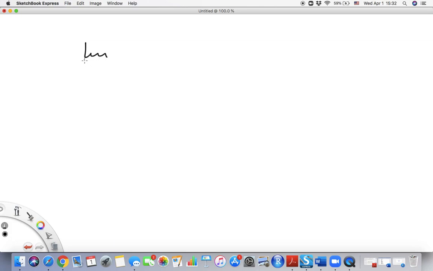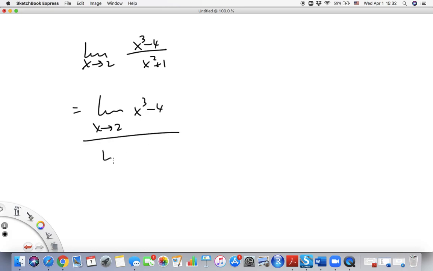Another example, the limit of a rational function. This would be the limit as x goes to 2 of x cubed minus 4 over the limit as x goes to 2 of x squared plus 1, provided that the limit of your denominator is not equal to 0. In this case, it is not. So that's just 4 over 5.